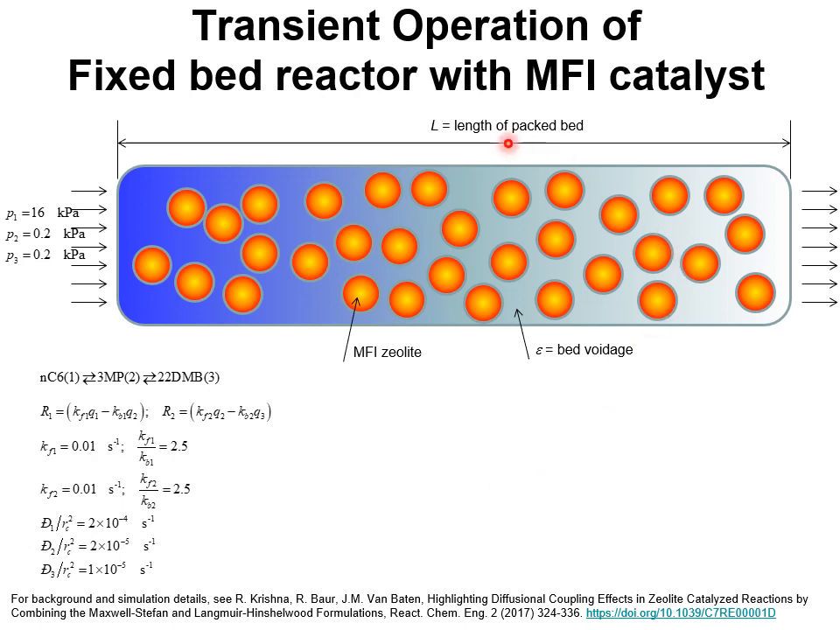We simulate a fixed bed catalytic reactor with inlet partial pressures of components 1, 2, and 3 equal to 16 kilopascal for normal hexane, 0.2 kilopascal for 3-methylpentane, and 0.2 kilopascal for 2,2-dimethylbutane.